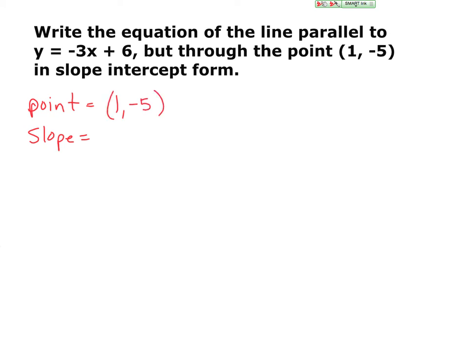What slope do we want it to have? Well, it has to be parallel to this line. What's the slope of this line? -3. To be parallel, what did you tell me just a second ago? Has to have the same slope. So the slope we want to use is -3. So write the equation of the line that has a slope of -3 and goes through the point 1, -5. Start it in point slope and convert it into slope-intercept.